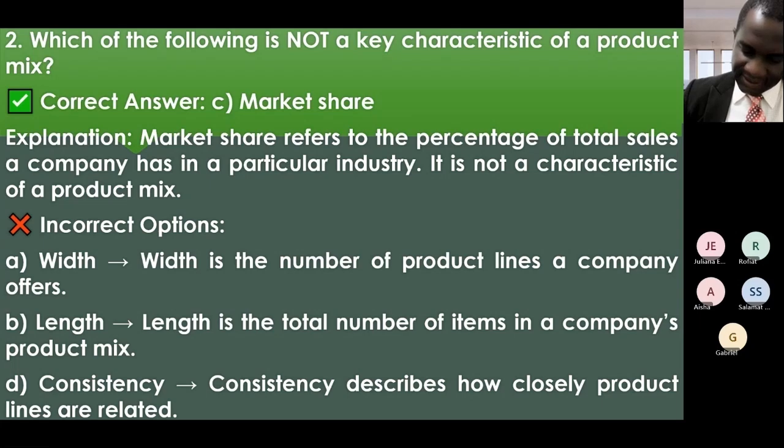S also got it. Then R said D. It's because she was not in the class when we spoke about this. So those who were in the class got it. So the answer is not consistency. Consistency describes how closely product lines are related. So the correct answer is C. So G, J, and S got it.